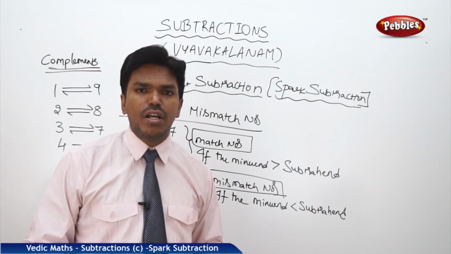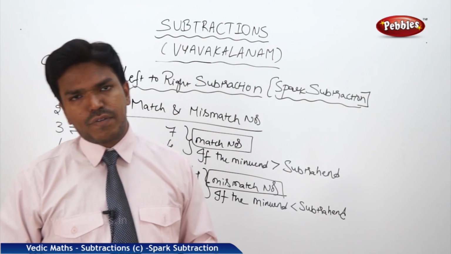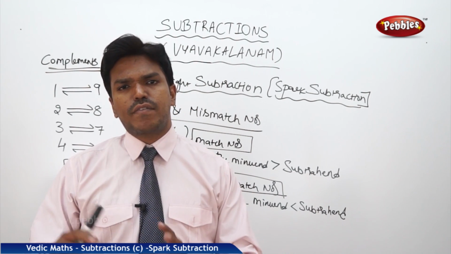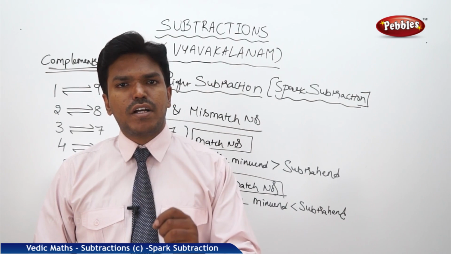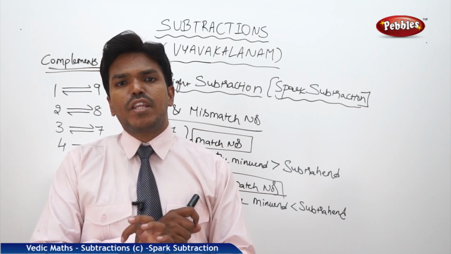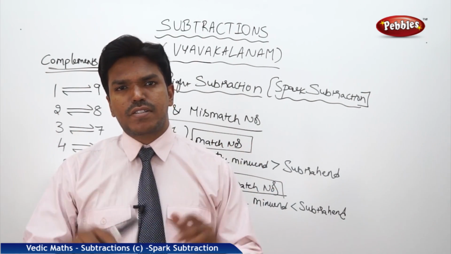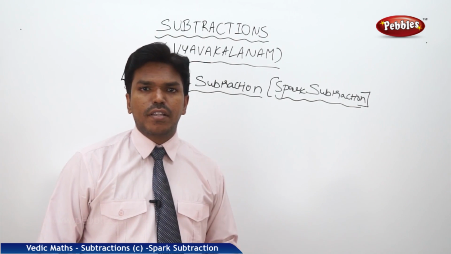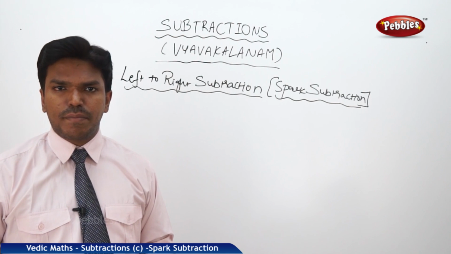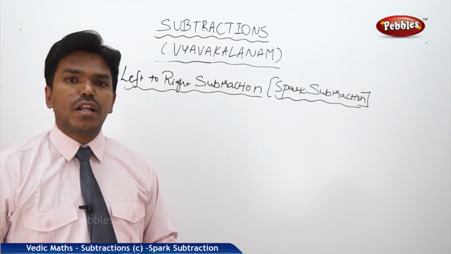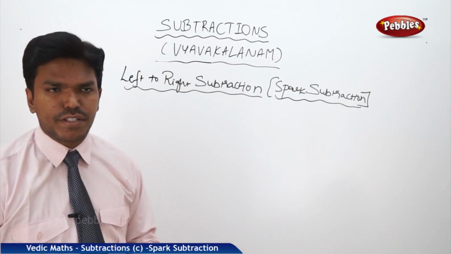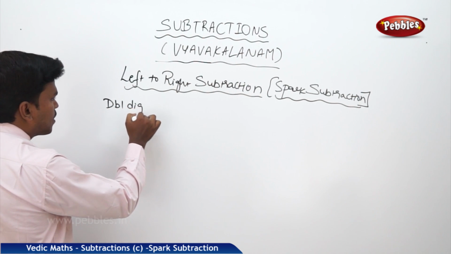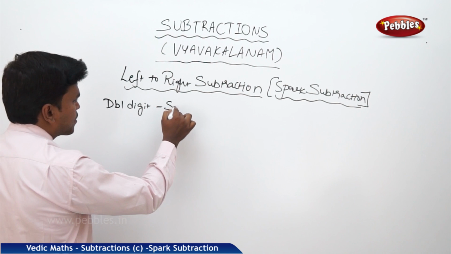Now we will go into the actual subtraction method, which is the easiest one in Vedic maths when you compare it with any other conventional method, because we are going to get the answer within a single line, without any borrowings and without using any fingers. Now we will start the left to right subtraction, that is the spark subtraction method, with double digit minus single digit. First we will discuss double digit minus single digit.